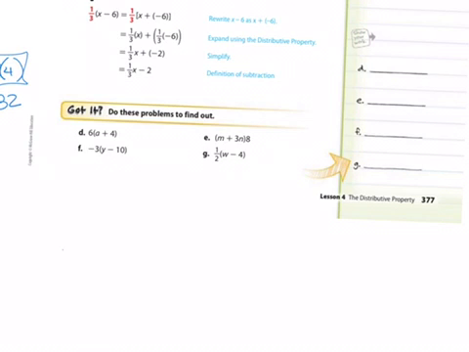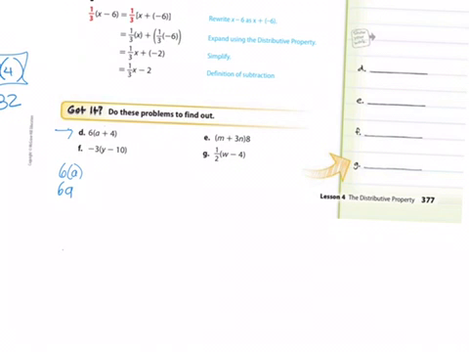Looking at page 377, again, we are simply distributing out. This time, though, we have variables. So if we look at our first example, which is D, again, we're just distributing out. So we have 6 times A, which we know we can write just as 6A.